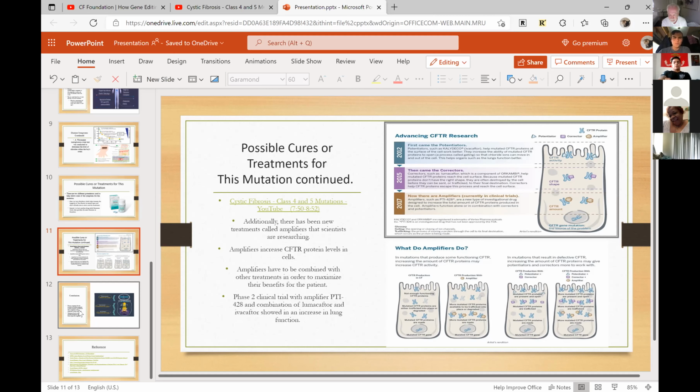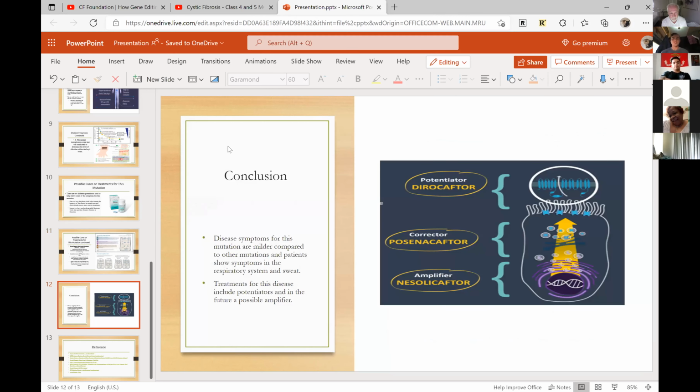And then Jose, you can finish off with the conclusion. So in conclusion, disease symptoms for this mutation are milder compared to other mutations, and patients show symptoms in the respiratory system and sweat. Treatments for the disease include potentiators and in the future a possible amplifier. As Manny explained, amplifiers help the production of proteins to reach the top. And yes, thank you for listening.